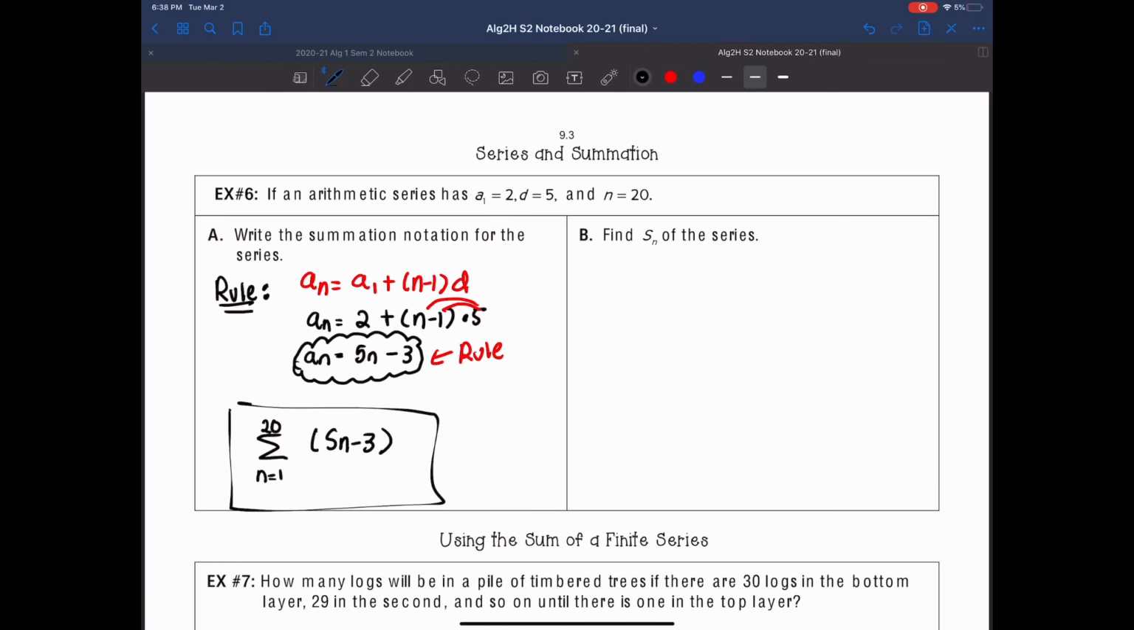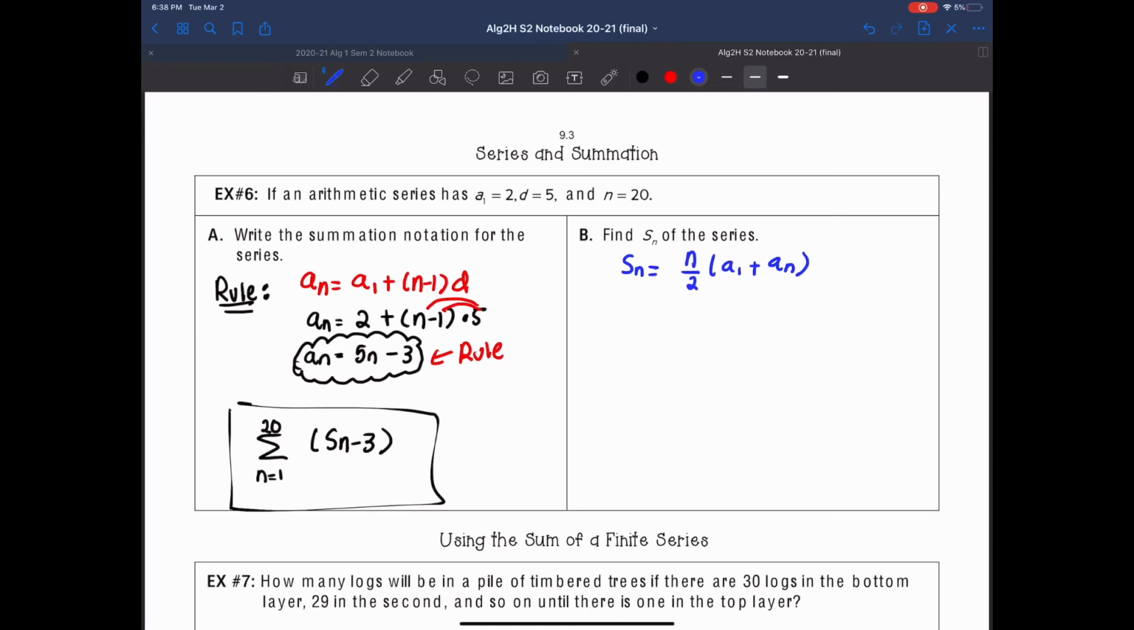Now, part B, we need to find the sum of the series. And we know that the formula for the sum of a series is S sub n equals n over 2 times a sub 1 plus a sub n. We know what the first term is. We know what the last term is. So we can easily plug those into the formula.